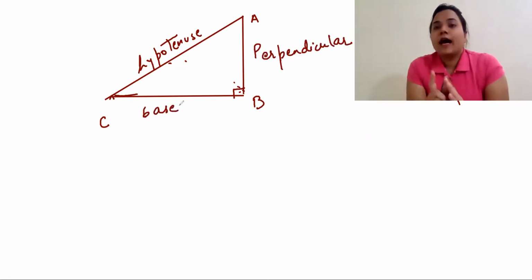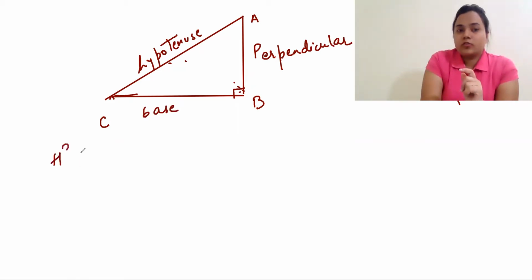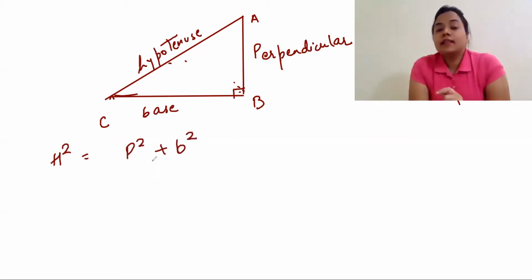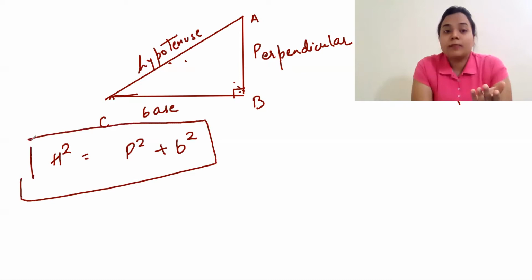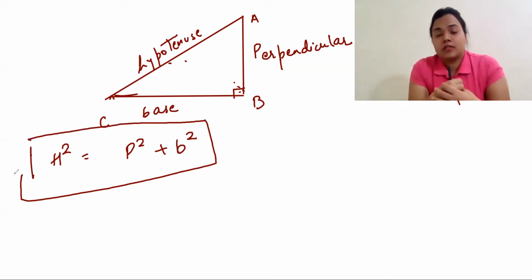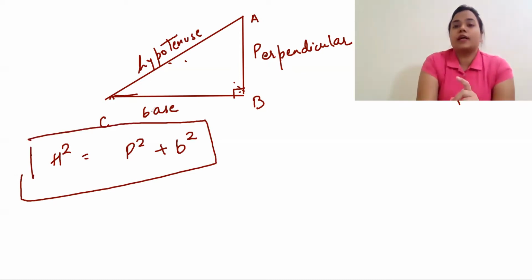This you all know. And what was the Pythagoras theorem? It was hypotenuse square is equal to p square plus b square. In this formula, to calculate any side, we need the rest of the two sides. If we know the other two sides, we can easily find the third side using this Pythagoras theorem. But suppose we don't know the other two sides. We know one side and one acute angle. What is an acute angle in this?